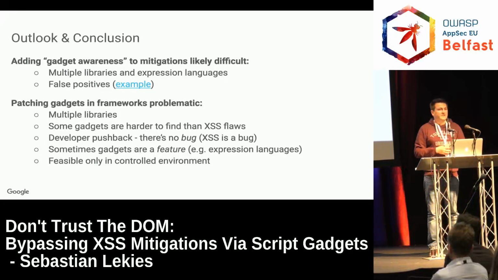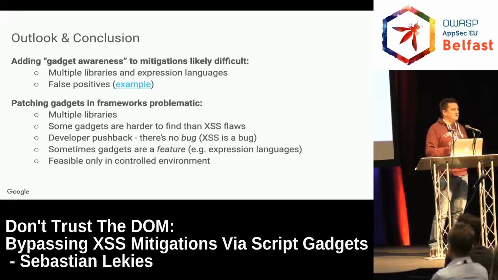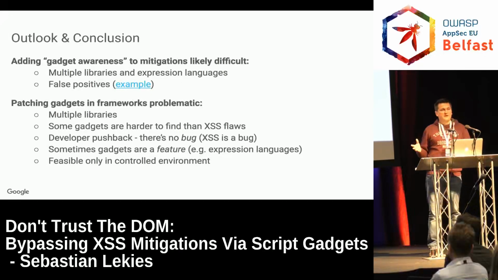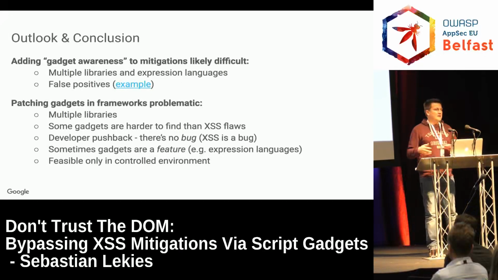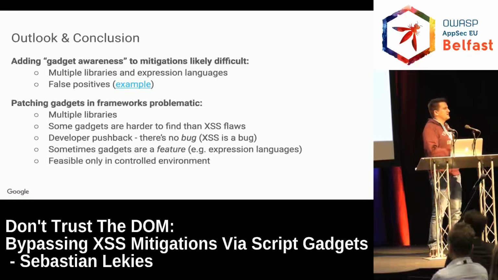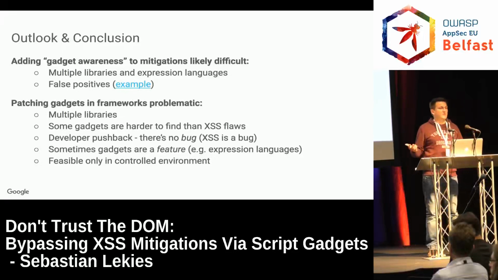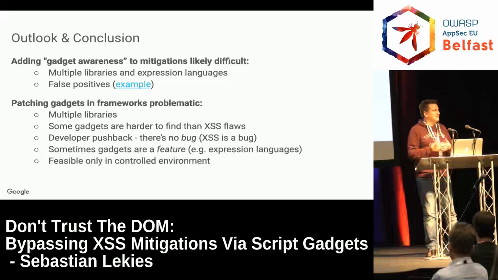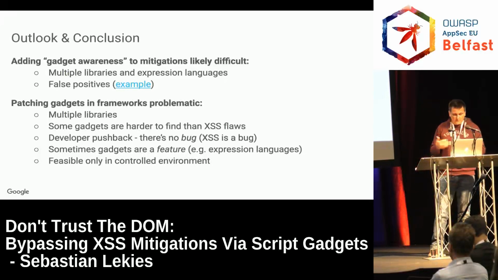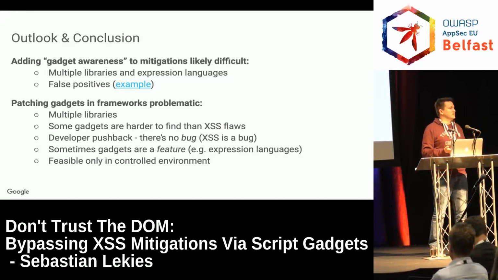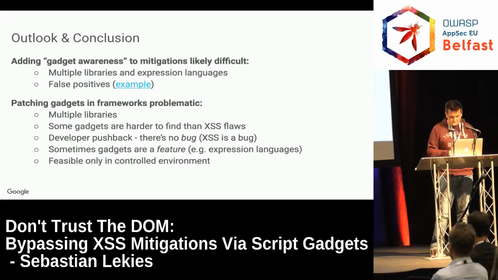But I would say a gadget is as hard to find as an XSS flaw. So basically the problem of finding all the gadgets and fixing all the gadgets at scale might be as difficult as fixing XSS, which we haven't achieved yet, right? And sometimes the gadgets are just features, right? We can remove expression parsers and get rid of gadgets, but then we don't have expressions anymore, right? So most of the developers will probably push back if you send them a patch because it's not a direct bug. It only turns into a bug if you have a mitigation and another XSS combined with it.